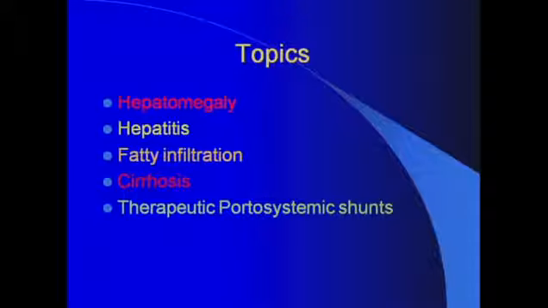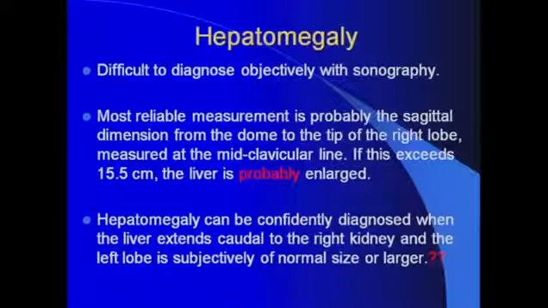When we talk about diffuse liver disease, you have to discuss the following. First, we're going to talk about hepatomegaly. We're going to discuss hepatitis. We're going to talk about fatty infiltration of the liver. And most importantly, we're going to discuss the appearances of the liver in cirrhotic patients. And at the end of this topic, we're going to discuss the role of color Doppler in evaluation of therapeutic portosystemic shunts. So let's start with hepatomegaly.